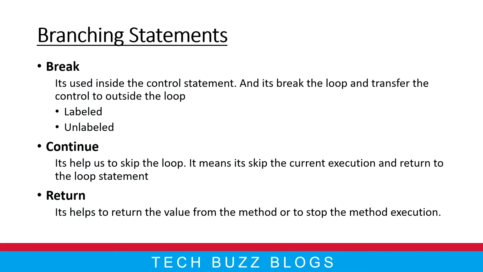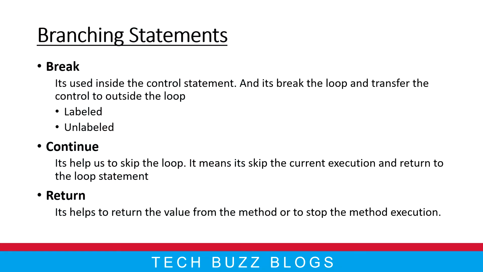First one is break. What basically will this break do? You are iterating some values, for example, from 1 to 5. So you have a for loop which will print 1 to 5. You want to break the loop when it comes to 3. So once you find the 3, you can stop the for loop and come out of the for loop.